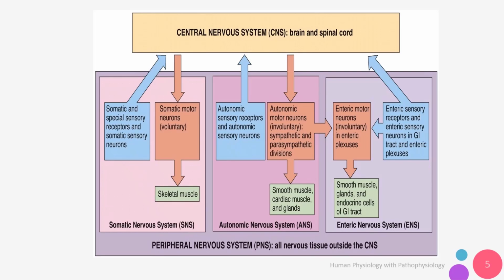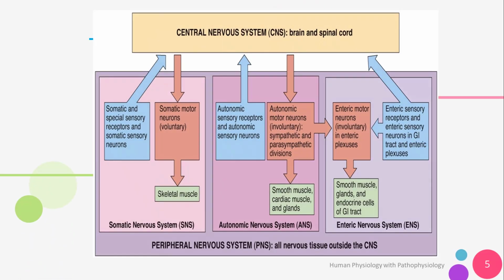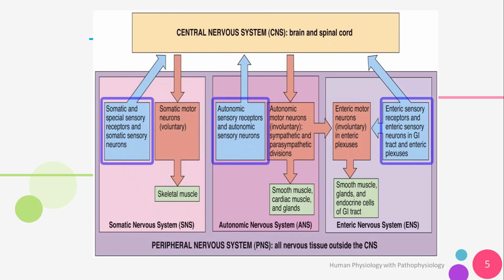So here is a chart that summarizes everything that we've discussed so far. All the blue box represents the afferent division. So remember that receptors can detect changes in the body and they can respond to stimuli. As I have said earlier, a receptor can be neurons or they can be special sensory receptors like our sense of smell, taste, vision, balance, hearing, and touch.